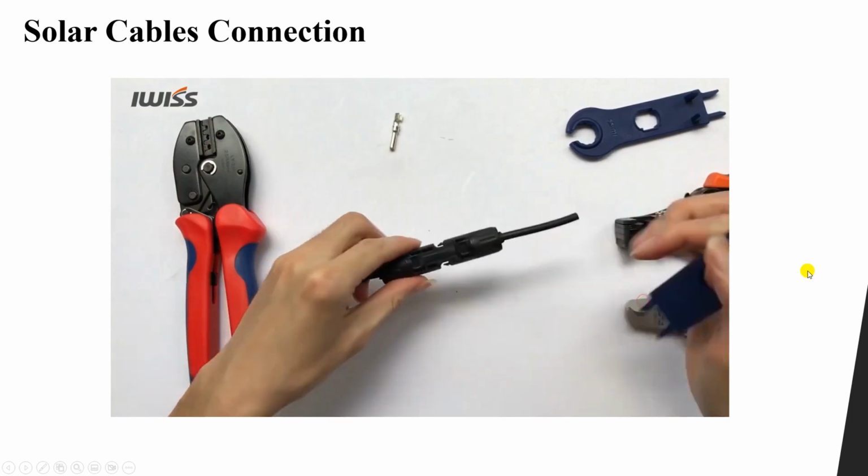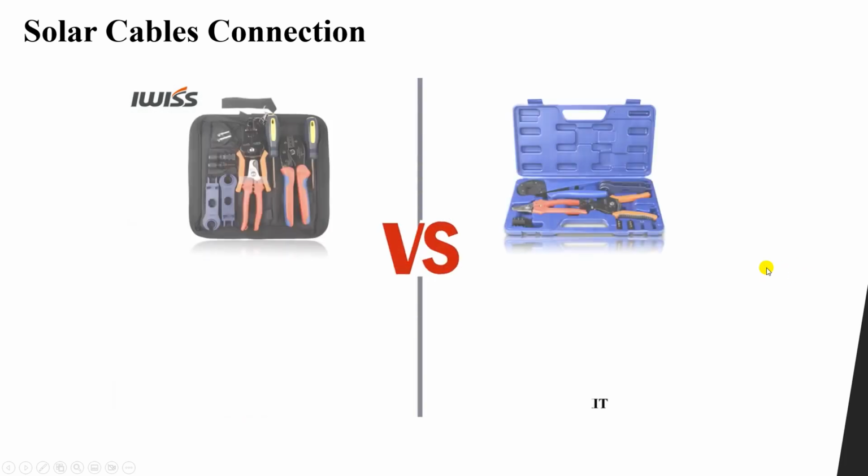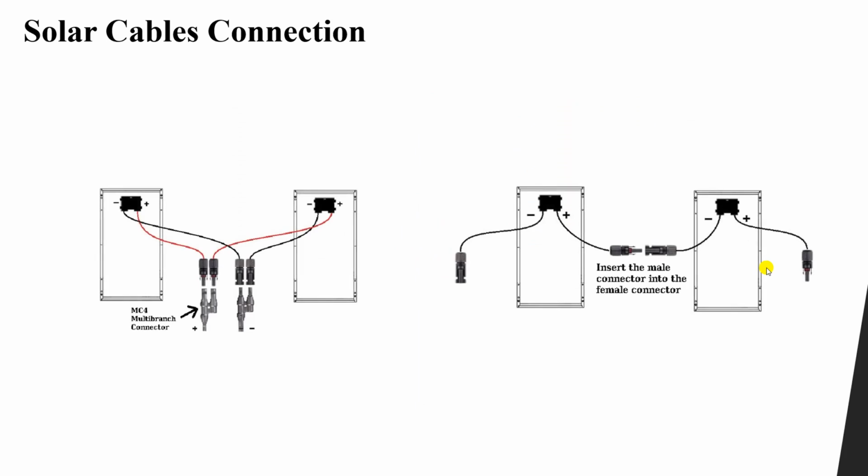Okay, so here we learned about the solar cables connection. Okay, so here is an example. So we have our PN junction here for this panel and another PN junction here. Let's use the connector here. One PN junction here, another one here. Now we have what we would like to do. We would like to connect them in what? In series. Okay, in series.